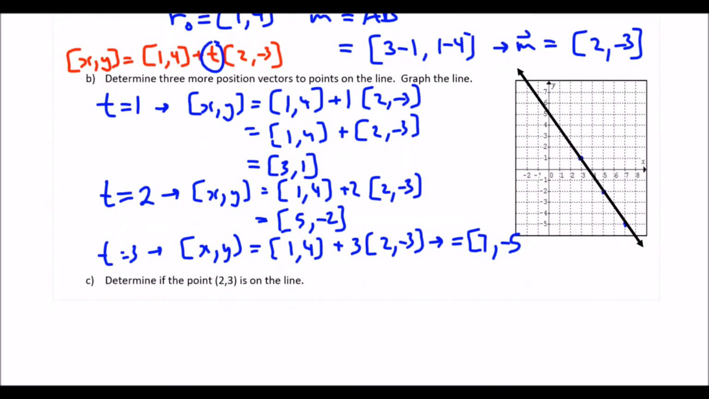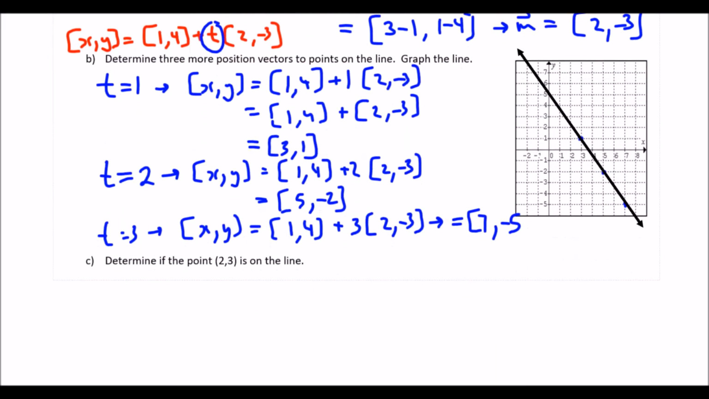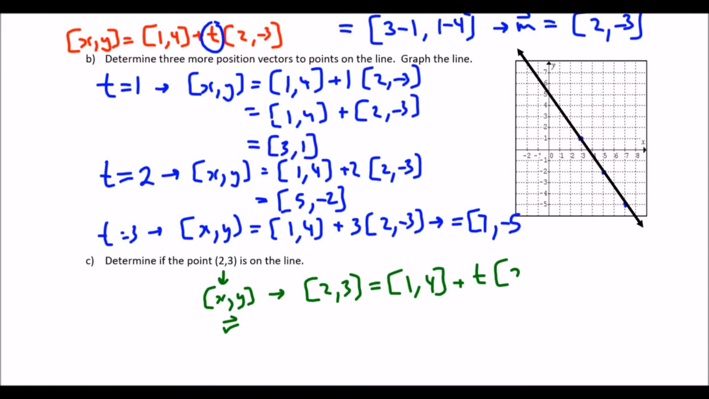The next question says, determine if the point (2, 3) is on the line. First of all, I can see that (2, 3) looks like it might be close, but let's check it out. We're going to do this algebraically. This will become my (x, y), so I'm really going to have (2, 3), because r is any point, unknown or known, on my line. I'm not sure if it is, but we're going to do this: (2, 3) = (1, 4) + t(2, -3).